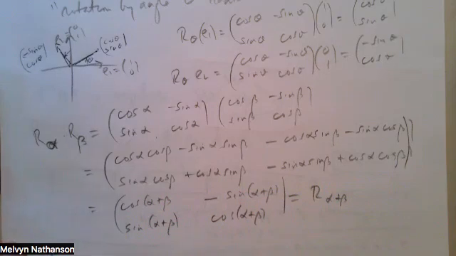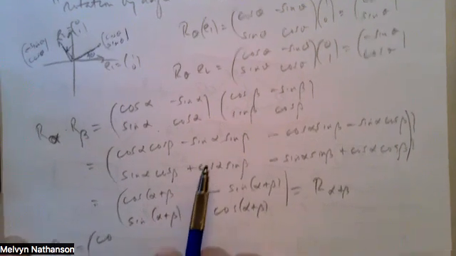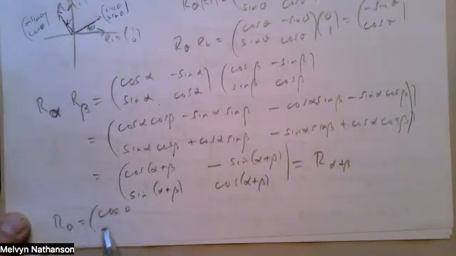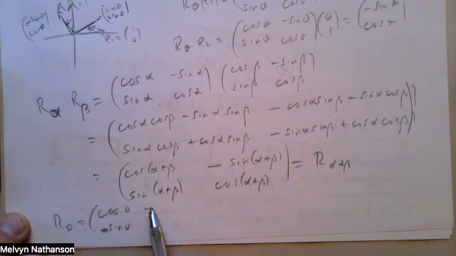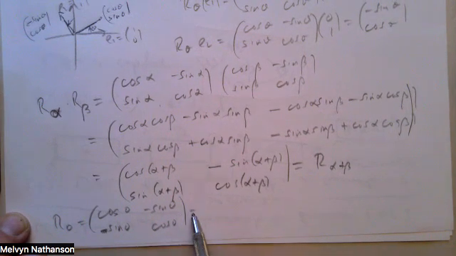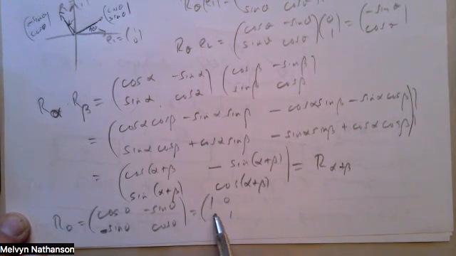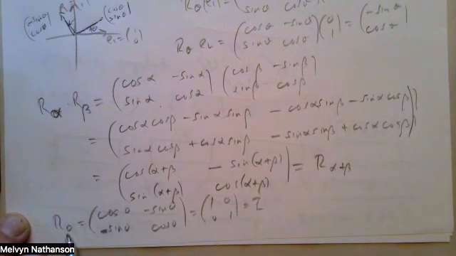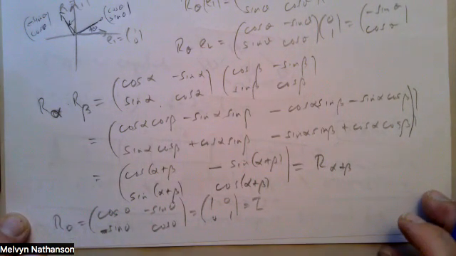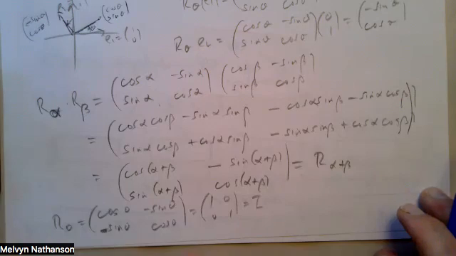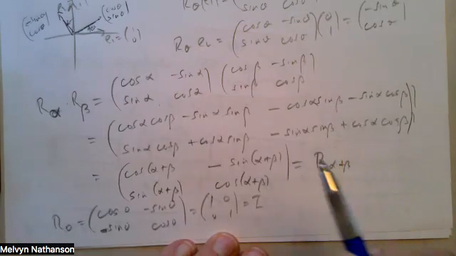What is the identity? What is R0, rotation by zero? That's cosine 0, minus sine 0, sine 0, cosine 0. Cosine of 0 is 1, sine of 0 is 0. This is the identity. So R0, that's the identity. The identity matrix is in this set.